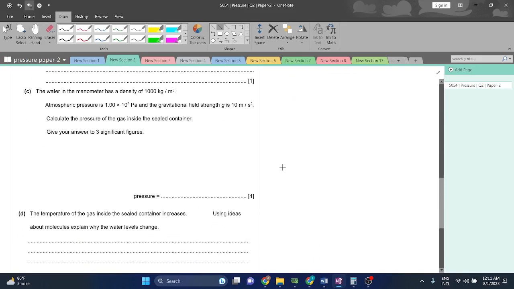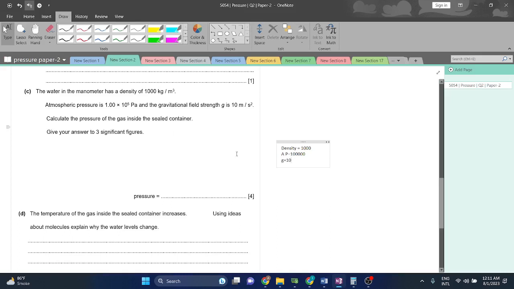The water in the manometer has a density of 1000 kilograms per cubic meter. Atmospheric pressure is as always 100,000 because we're on the ground. So atmospheric pressure is 100,000 and the gravitational field strength is G, which is 10 newtons per kilogram. So G is 10.